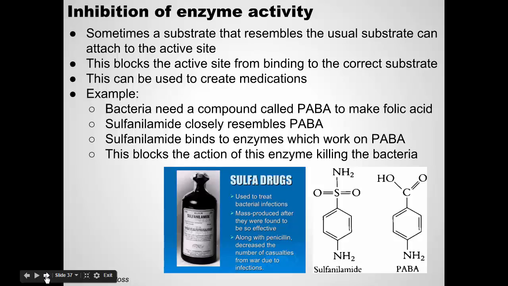It has a similar structure. It's a little different up here, but it mimics it closely enough that it binds with the enzymes that normally this molecule would work with. And that inhibits the action of that enzyme, making the bacteria unable to produce folic acid, which reduces their ability to reproduce. And so it basically stops the spread of an infection, and eventually the infection dies off. So that's an example of a drug that works because of its similar shape to other molecules that interact with an enzyme. And many drugs work in a similar way.